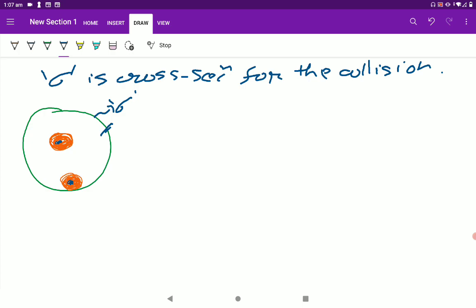So in the above case of scattering, the cross section is generally a circle with radius equal to the sum of the radii of the particles, that is the radius of particle 1 plus the radius of particle 2. So for scattering, the cross section sigma is related to the particle diameter.